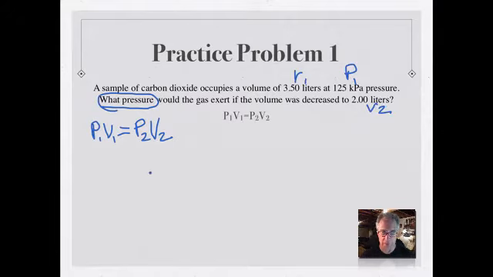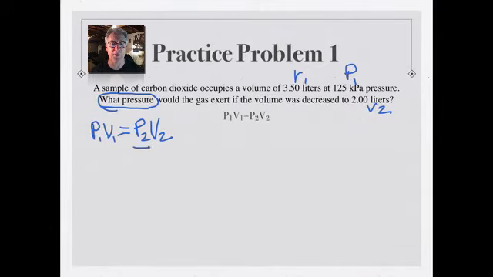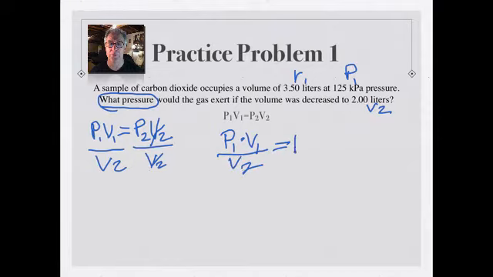With that in mind, we're going to have to rearrange this. In order to get P2 by itself, you're going to have to divide this side by V2. Anything you do on this side, you do on this side as well. So you do the same thing over here, and these will cross out. So the equation you're really working with here is P1 times V1 divided by V2 equals P2.